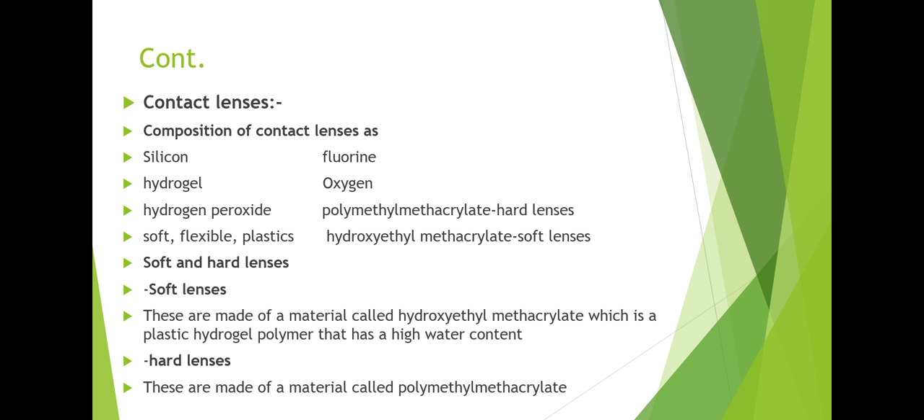Contact lenses. The composition of contact lenses: silicon, hydrogel, hydrogen peroxide, soft flexible plastic, fluorine, oxygen, polymethyl methacrylate for hard lenses, hydroxyethyl methacrylate for soft lenses. Soft and hard lenses. Soft lenses are made of a material called hydroxyethyl methacrylate, which is a plastic hydrogel polymer that has a high water content. The second is hard lenses. They are made of a material called polymethyl methacrylate.